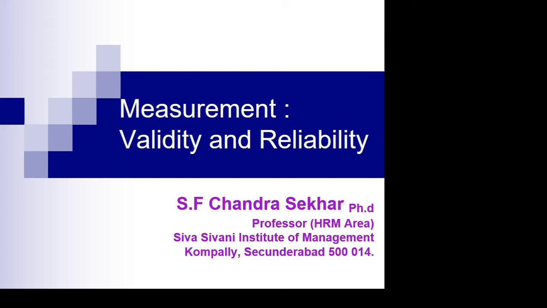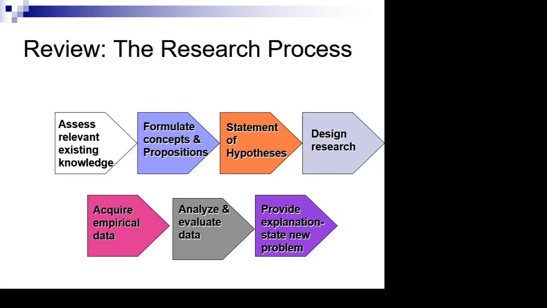But today, we are going to see the most important aspect of the measurement, and it's also the concluding aspect of the measurement. Before we move on, let us see once again the process of research. We had already seen step 1 called assessing relevant and existing knowledge, followed by the second step called formulation of concepts and propositions, and the third step is statement of hypothesis, followed by the backbone of the research process called research design. Now we are still in the fifth step, namely acquiring empirical data.